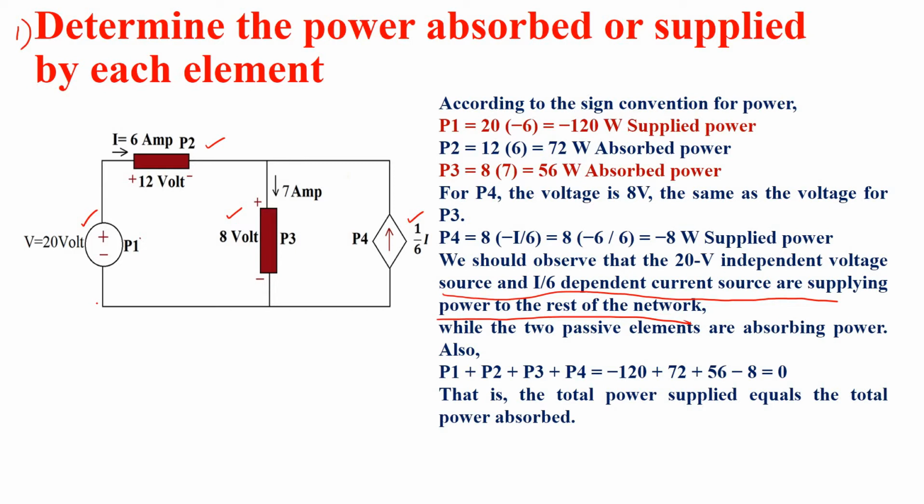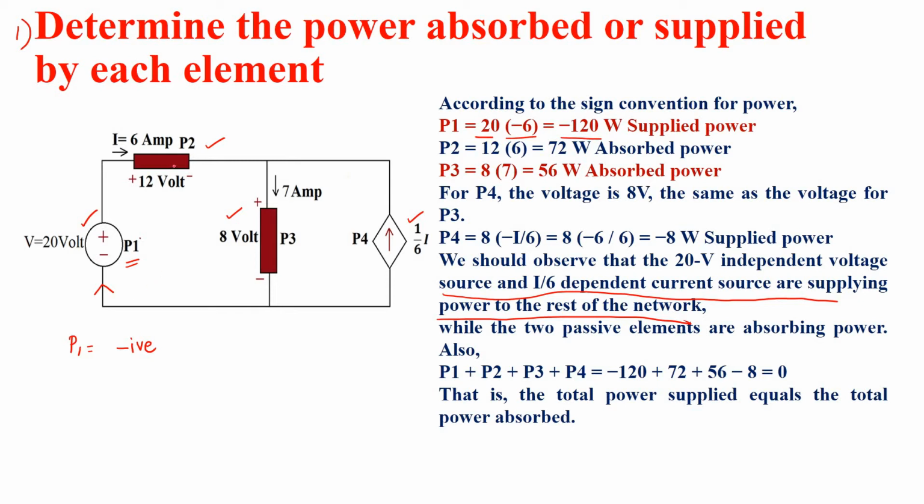Here first of all, I am going to calculate the power P1. As I have already told, we have to easily remember the delivered power, that is positive delivered. That is power delivered. Okay, see, the current is entering into the negative terminal. So the answer for P1 is negative. P1 equals 20 into minus 6, that is minus 120 watt. This is the supplied power.